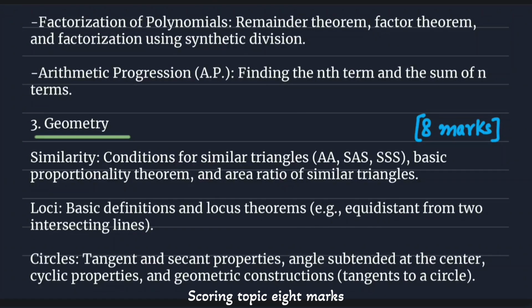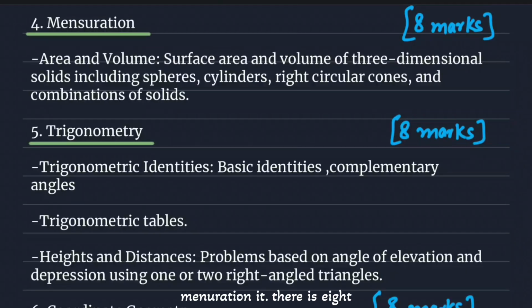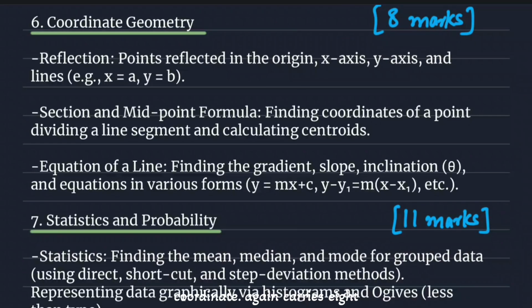Geometry is a scoring topic, 8 marks. Similarity, loci, and circles are important topics in it. Now mensuration, it carries 8 marks: volume and surface area. Fifth topic is trigonometry. It carries 8 marks. It consists of 3 chapters: trigonometric identities, trigonometric tables, heights and distances. Coordinate geometry again carries 8 marks. It includes reflection, section and midpoint formula, equation of a line.